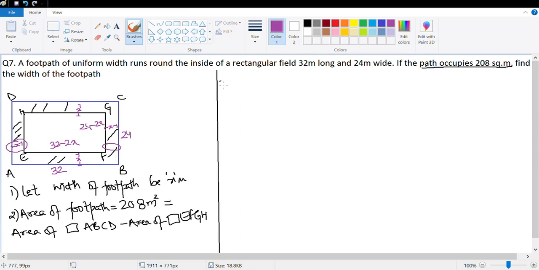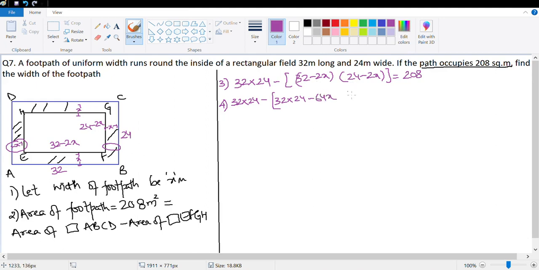So what we have now is the equation, which is area of rectangle is length into breadth. So that 32 multiplied with 24 minus area of EFGH would be 32 minus 2x multiplied with 24 minus 2x, and this is given equal to 208. Let's solve this and get it into a quadratic equation. That 32 into 24 minus, that's again 32 into 24 minus 32 into 2, that's negative 64x. 2x into 24, that's negative 48x, plus 4x square is equal to 208.